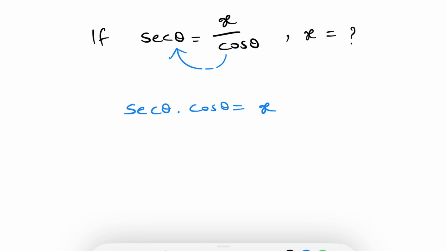In this step itself, we can say secant and cos are reciprocals of each other. So the answer is 1. Otherwise, sec theta I am writing as 1 by cos theta, into cos theta as it is, equals x. So here cos theta cancels, and we remain with the x value as 1.